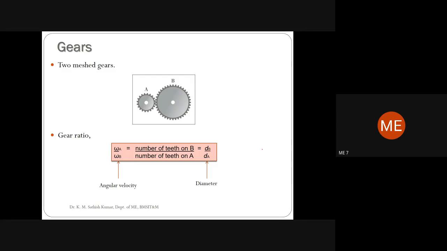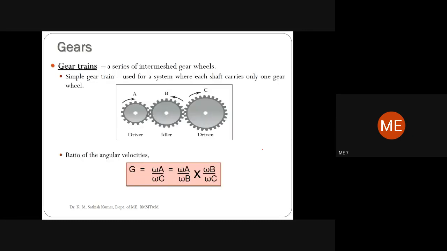an intermediate gear, which you understood is called the idler gear, which is a case of simple gear train. Now, a simple gear train is a series of intermeshed gear wheels. In this case, the idler gear serves the purpose of transferring the motion, so that A and C rotate in the same direction. Driver and driven rotate in the same direction.